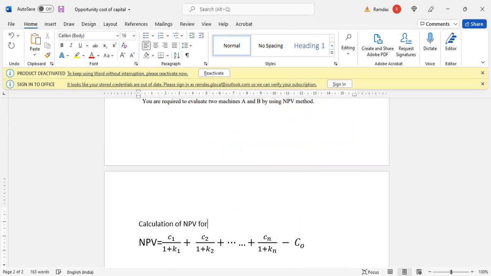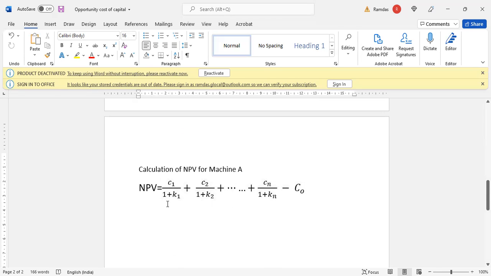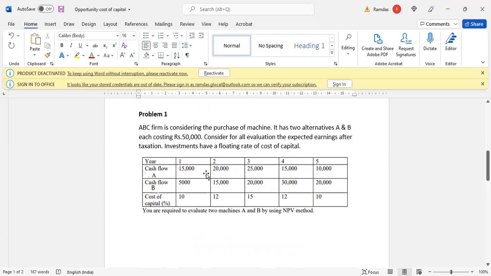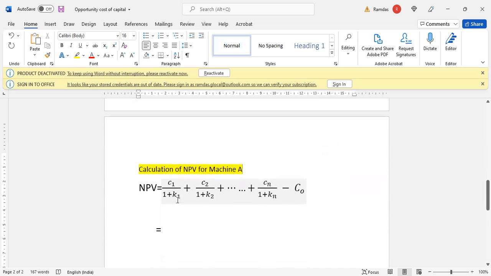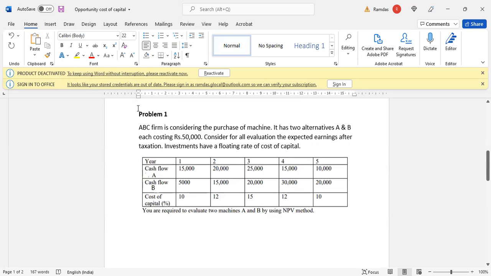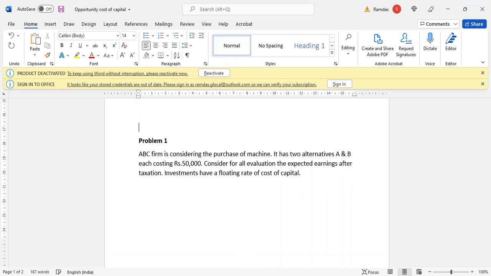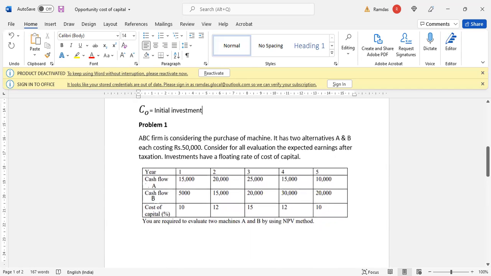So first step, calculation of NPV for machine A. The formula is NPV is equal to C1 divided by 1 plus K1. So 1 is constant here, that we have to remember. We are talking about only machine A. So let us take the cash inflows of A, and the cost of capital remains the same for both the machines. So the first year cash inflow C1 is how much? Let me take it to a single page so that it becomes easy for solving.